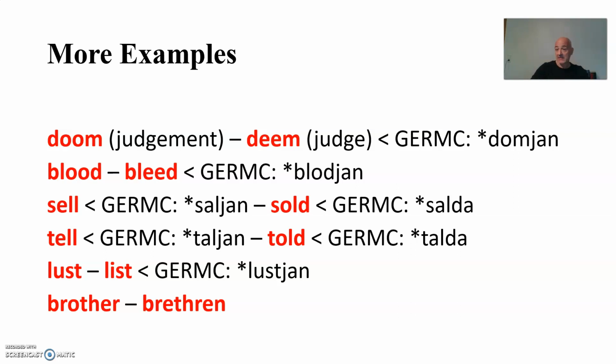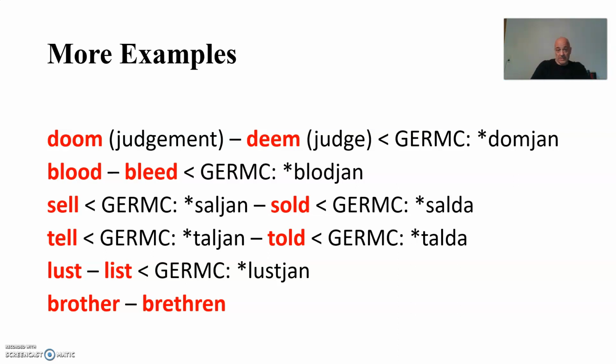Blood and bleed. Blood, no problem at all: great vowel shift, blood, and then shortened, blood, the uh sound. But bleed was blodjan, and blodjan then turned into blödjan, and blödjan into blede, and then the great vowel shift into bleed. So the verb, the vowel is due to i-mutation, blood and bleed, blodjan. There was a y once.